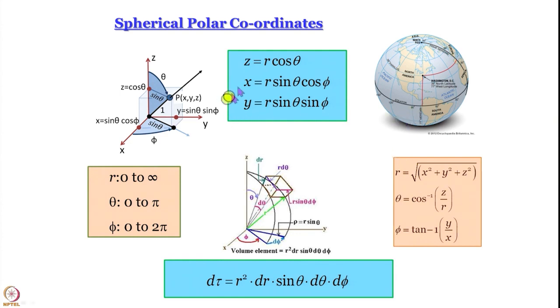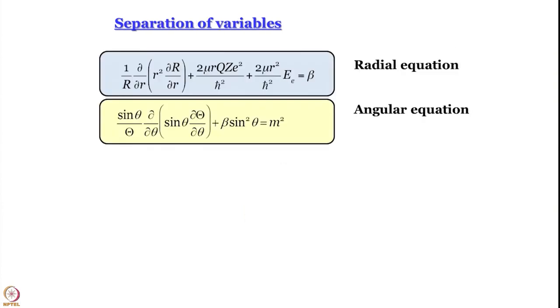And we have already gone through all these issues, all these relationships earlier, and this is the volume element that we are going to come back to maybe a couple of modules later. Right. So, with that, this is where we had stopped. We had been able to separate the variables. We had been able to separate the equations into two, one in terms of the radius r only. We call that the radial equation, and the other one is in terms of theta and phi. We call it the angular equation.